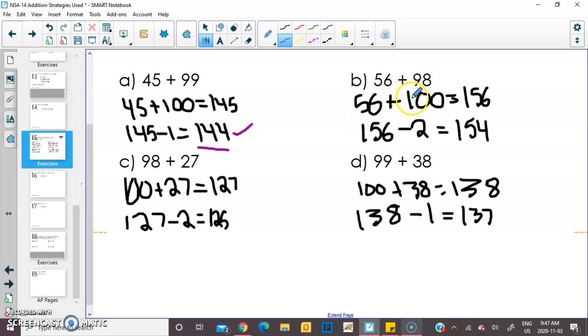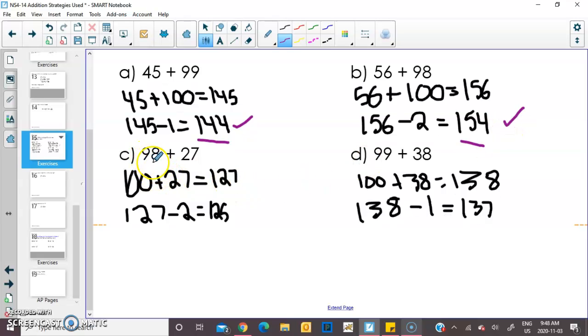Now we know we need 2 more to make 100 from 98. So that means we're going to add 100 and minus 2. So 56 plus 100 equals 156. And then we need to minus 2. So 156 minus 2 equals 154.